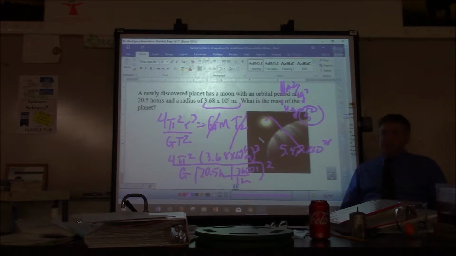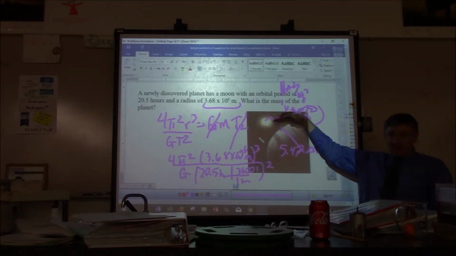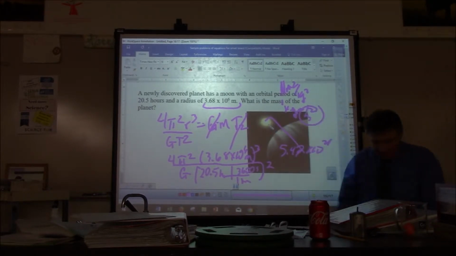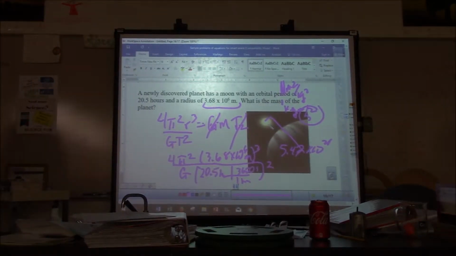Same thing with the moons of Saturn. Same thing with Phobos and the mass of Mars. So if you can figure out what's happening with a moon, then you can work backwards and figure out the mass of the planet itself. I promise you, on the test, you're going to have something like this. Okay, one last one, and we're done. Here we go.